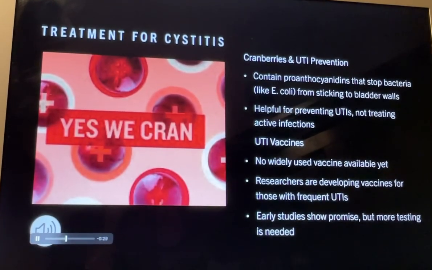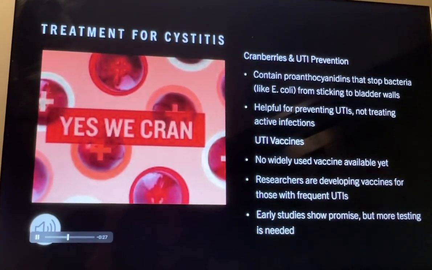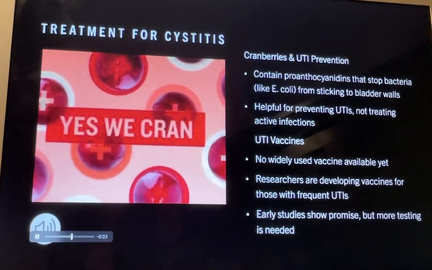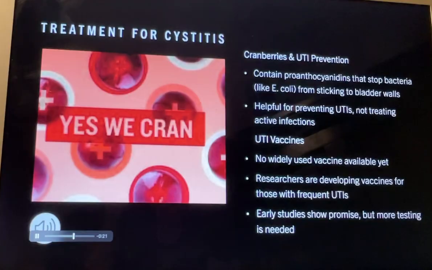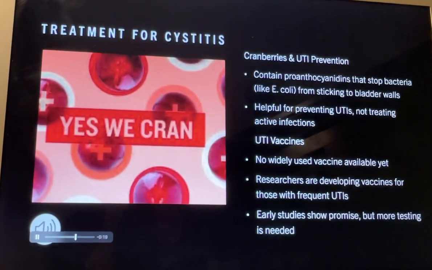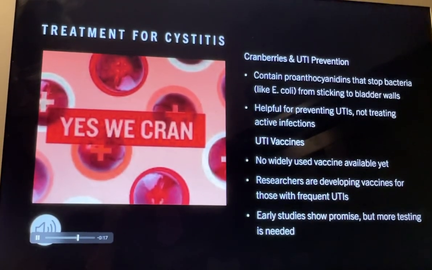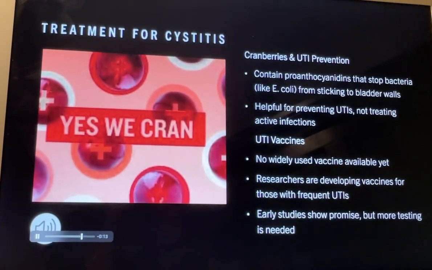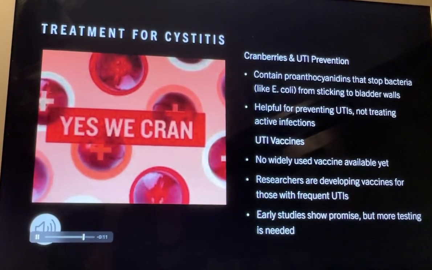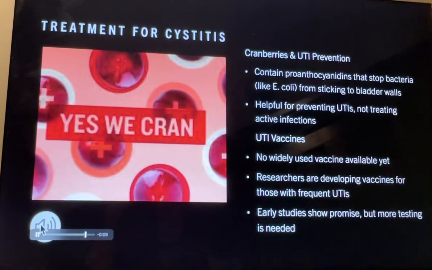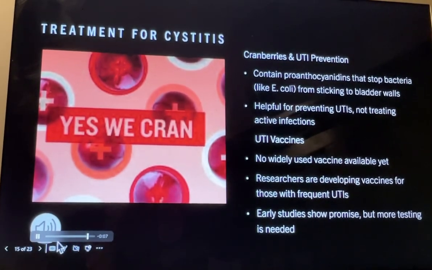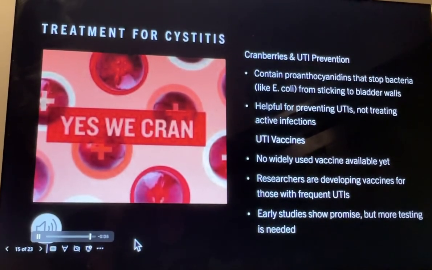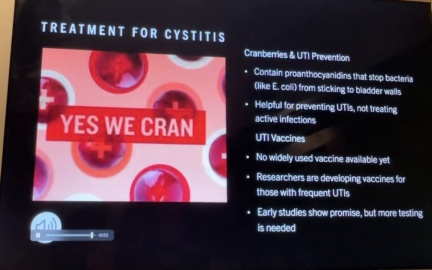And what about vaccines? Currently, there are no approved vaccines for urinary tract infections, but research is ongoing. Scientists are developing vaccines aimed at helping people who experience recurring UTIs. Progress is promising, but for now, prevention and early treatment remain the best defense. Bottom line, early recognition, prompt treatment, and smart prevention strategies can make all the difference when it comes to cystitis.